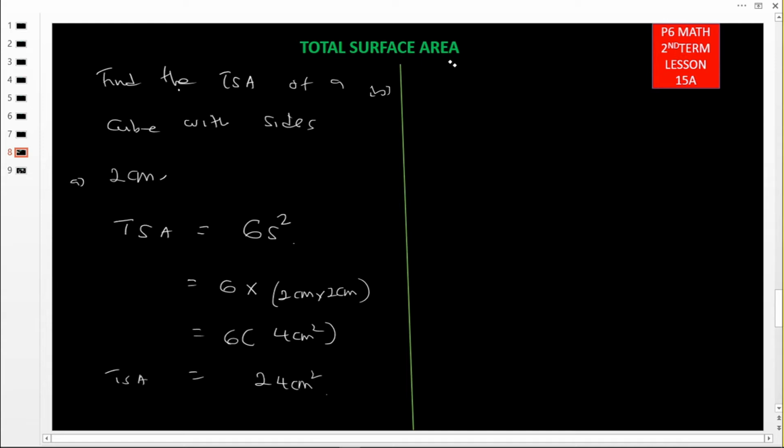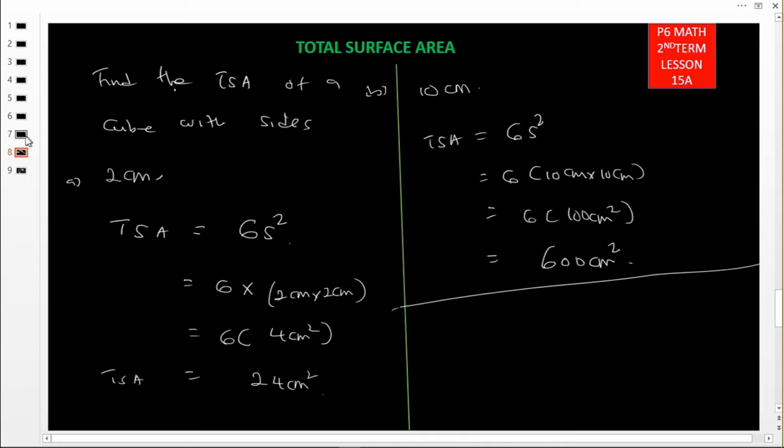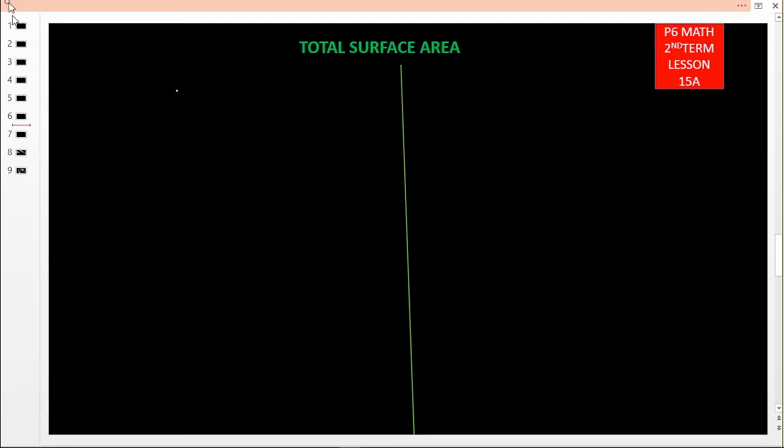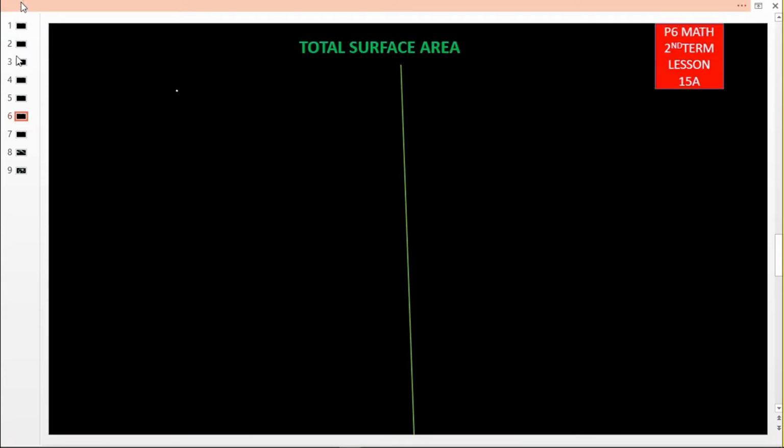Then part B, with sides 10 centimeters. So total surface area is equal to 6 sides squared. So this is 6 into sides, that is 10 centimeters by 10 centimeters. So we square, so 6 into 100 centimeters squared. Then 6 times 100, that is 600 centimeters squared. So this is the total surface area of a tube.